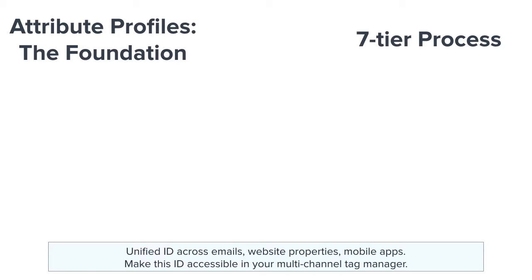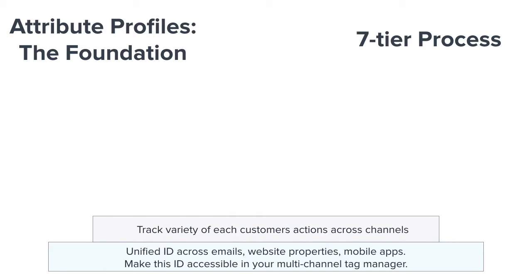The first is that you need to have a unified ID across all your channels: email, your different website properties, different pages, your mobile apps, and you need to be able to make this ID accessible in your multi-channel tag manager and also through your email service provider. Second step is that you need to be able to track a variety of customer actions across all of these channels. So you have to be able to gather information about each individual and their different actions. It can start anonymously, and then you can work toward recognition.